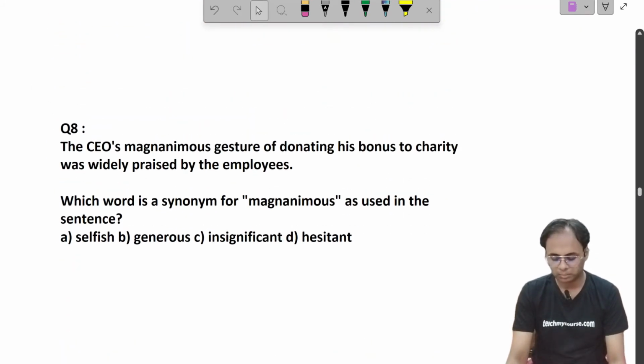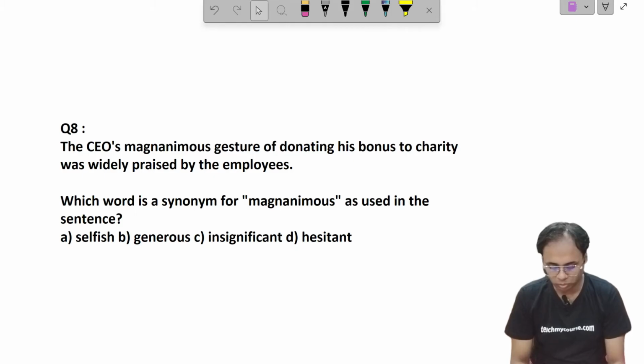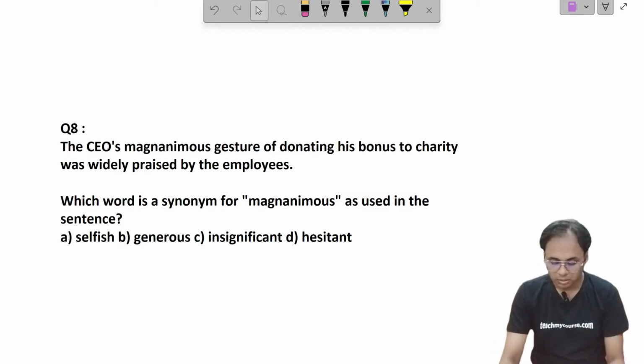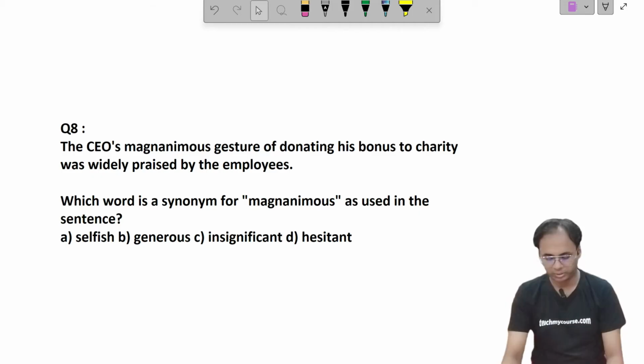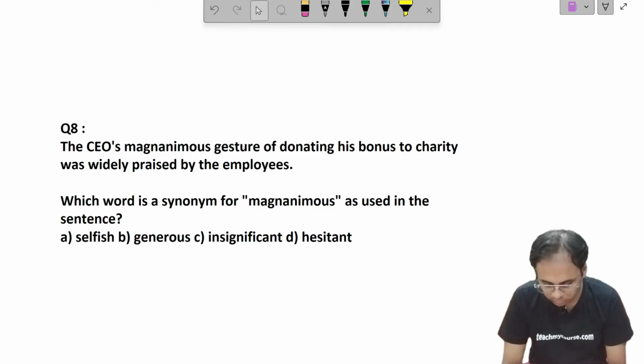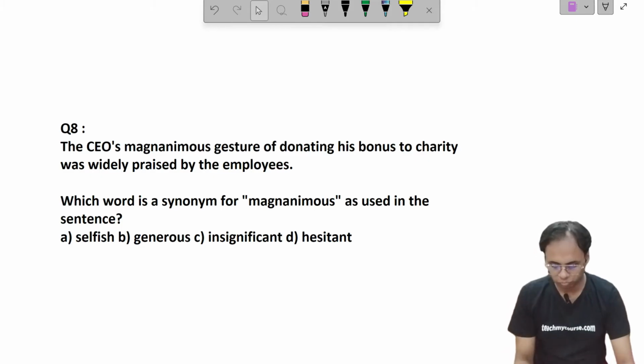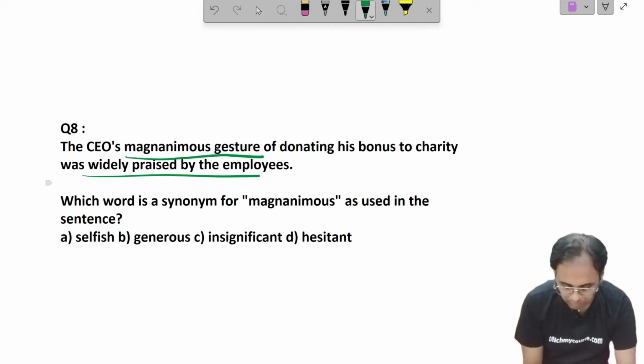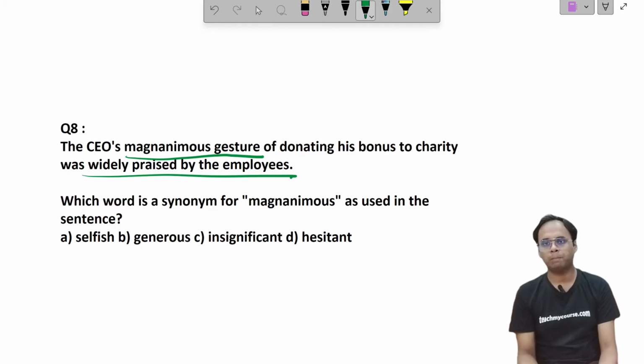Similarly, there is another question, number 8. The CEO's magnanimous gesture of donating his bonus to charity was widely praised by the employees. So, which word is a synonym for magnanimous as used in the sentence? Okay. So, first of all, we should know the meaning of the word magnanimous. Obviously, this looks like a positive word, magnanimous, because his magnanimous gesture to charity was widely praised. So this is a positive word.